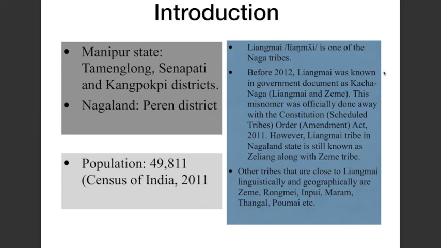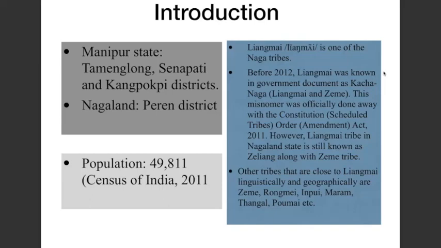Regarding the nomenclature of the community, before 2012, Liangmai was known in government documents as Katsanaga, which refers to both Liangmai and Jemai. This misnomer was officially done away with by the Constitution Scheduled Tribes Order Amendment Act in 2011 by the Parliament of India. After this, in Manipur, Liangmai and Jemai are separately known by their original and correct names. However, the Liangmai tribe in Nagaland state is still known as Zeliang together with the Jemai tribe.